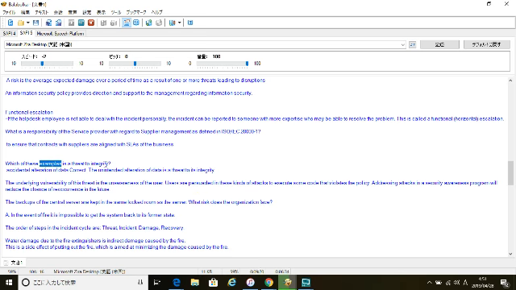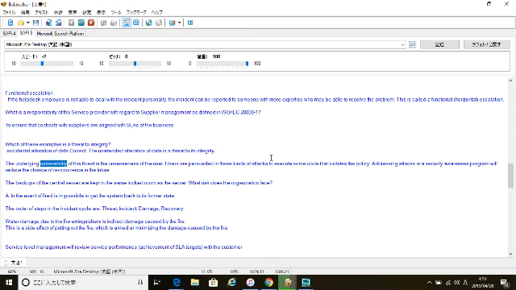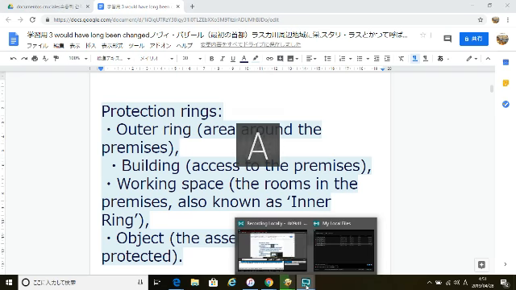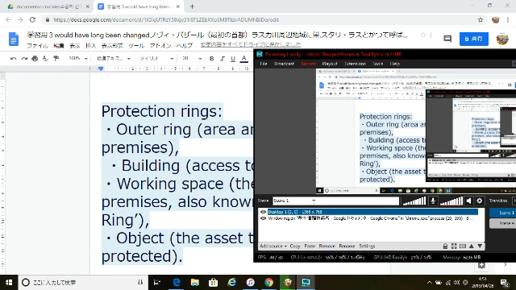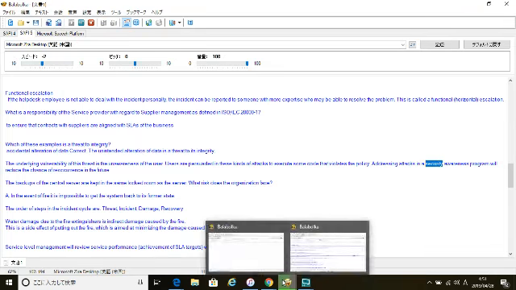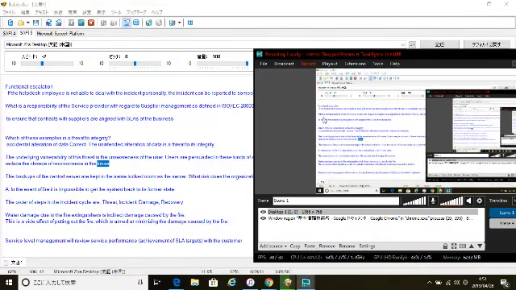Which of these examples is a threat to integrity? Accidental alteration of data. Correct. The unintended alteration of data is a threat to its integrity. The underlying vulnerability of this threat is the unawareness of the user. Users are persuaded in these kinds of attacks to execute some code that violates the policy. Addressing attacks in a security awareness program will reduce the chance of reoccurrence in the future.